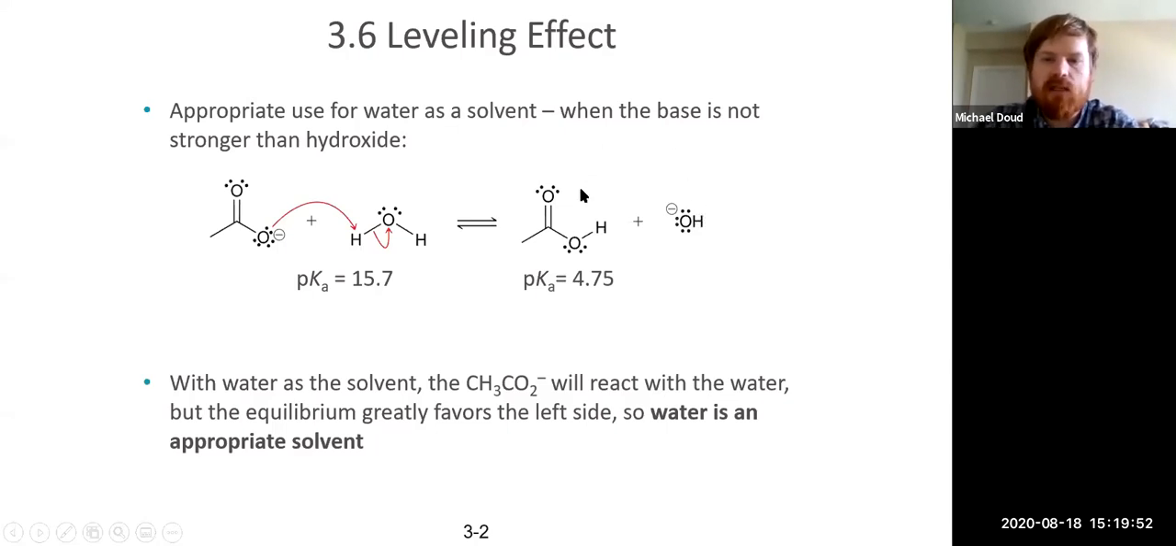Well, now let's take a look at the position of equilibrium. The pKa of acetic acid is 4.75. The pKa for water is 16. So we know at equilibrium, we're going to favor pretty heavily the acetate and water side of equilibrium. That means acetate can be used. Now we could easily imagine a case where we have a pKa greater than 16, so we would have the products favored. In that case, it would not be appropriate to use that base in water.